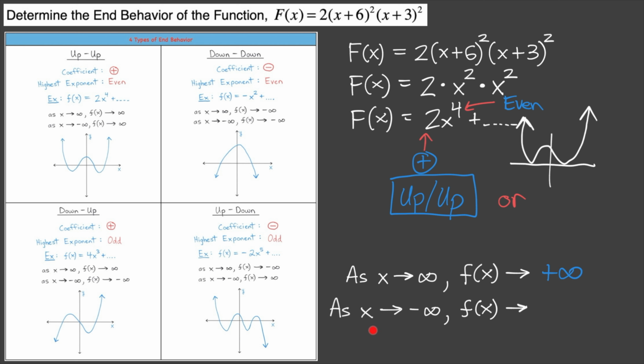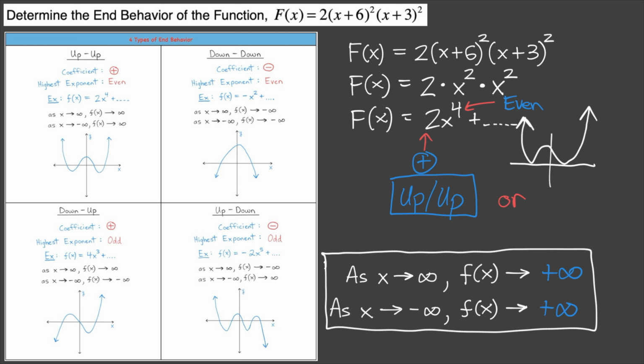Okay, now let's look at as x approaches negative infinity, which means as x goes to the left forever. So as x goes to the left forever, f of x goes up as well. So that's going toward positive infinity. It's going up. So we put positive infinity right there. All right, so this is another way you can report your answer for end behavior. So either one of these work, up and up, or this way of representing the answer. Let's look at another example.